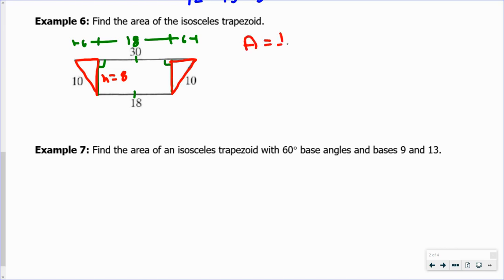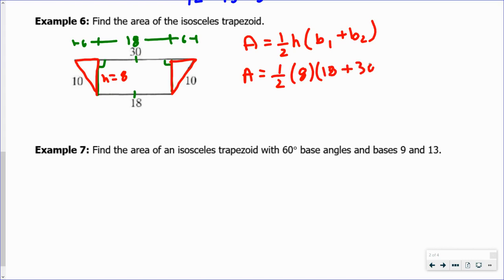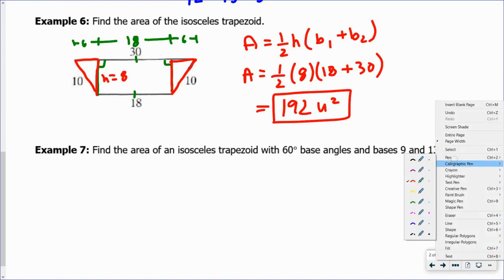The area is 1/2 the height times the sum of the bases. Height in this case is 8. Base 1, we'll call that one 18. Base 2 is 30. And when we simplify all that down, we end up with 192 square units. All right, one more example.